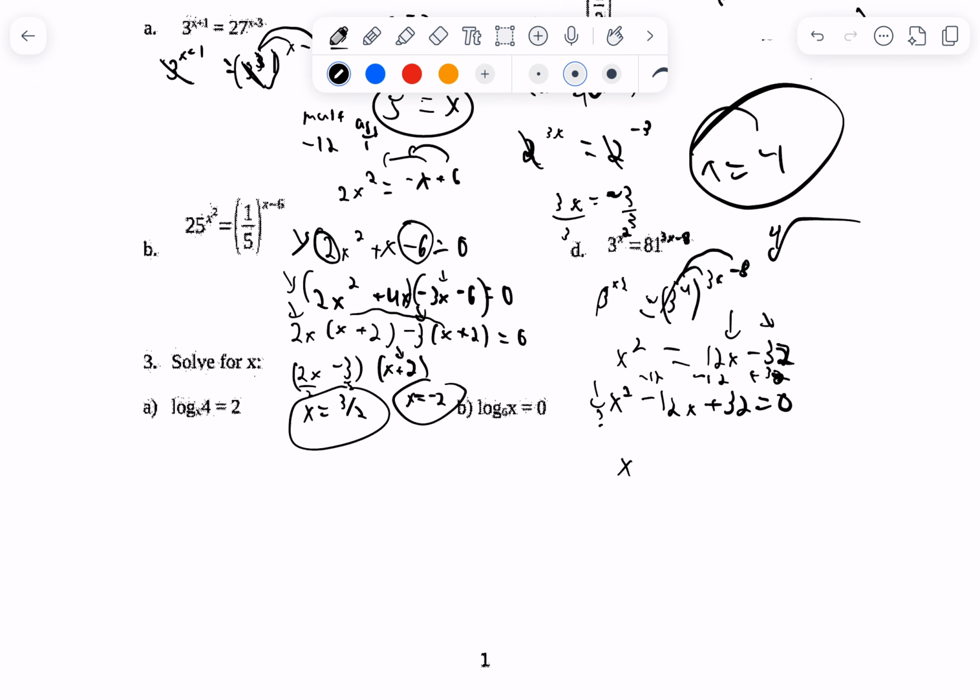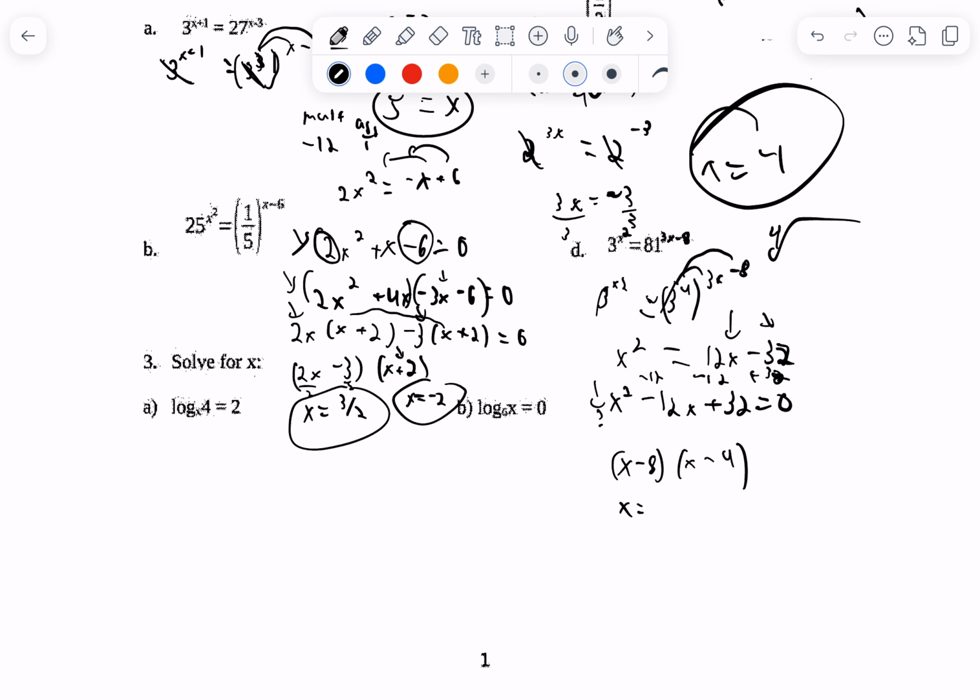But we do still have to find something that adds to negative 12 and multiplies to 32. So that is negative 8 and negative 4. So x minus 8, x minus 4. Because again, negative 8 minus 4 is negative 12, and negative 8 times negative 4 is 32. Wait, so I'm not sure where I ran into that problem. If we come across it, then I'll let you know.